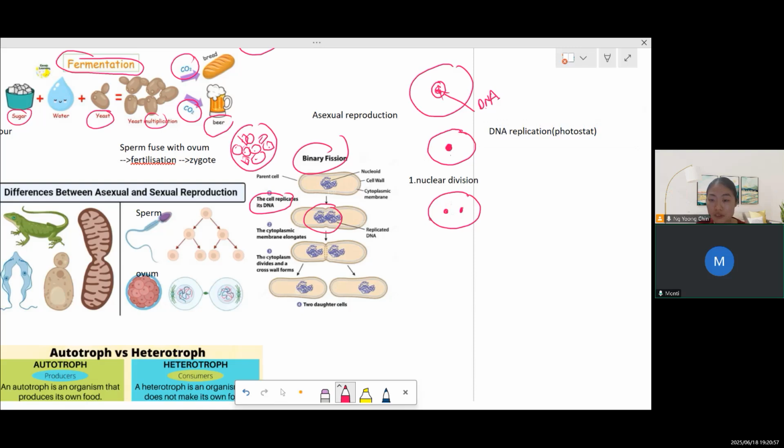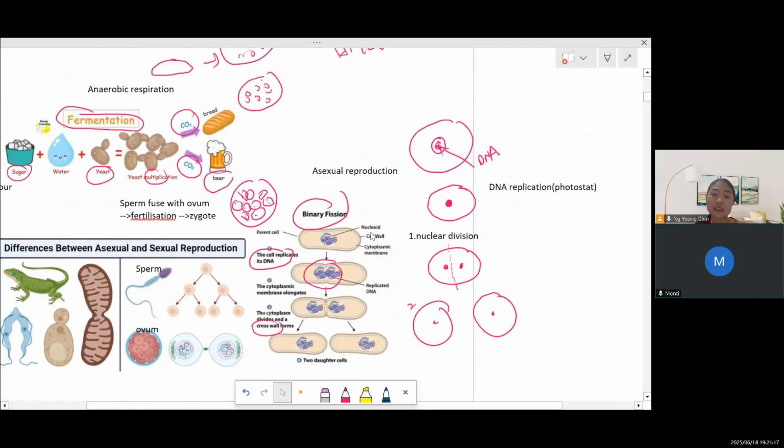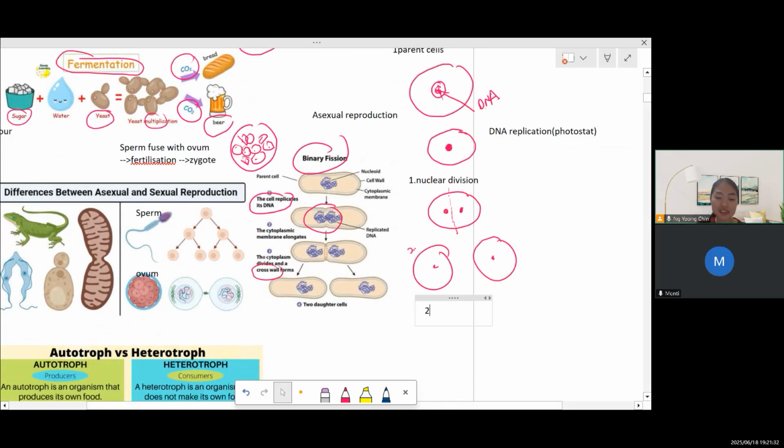Secondly, they will divide the cytoplasm. They divide the cytoplasm and then form a cross wall because they need to separate it. So at the end, you form two daughter cells. So this is the story about binary fission. From one single parent cell, first they do DNA replication, photostatting another copy of DNA. Then the one parent cell divides and produces two daughter cells.